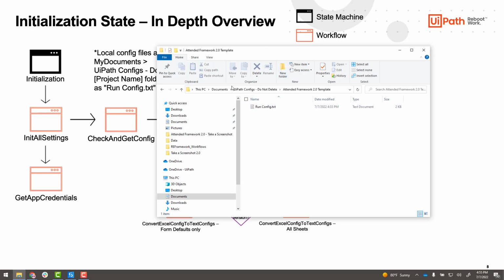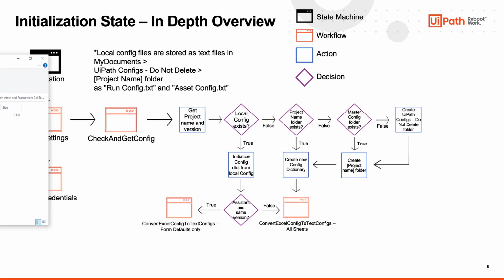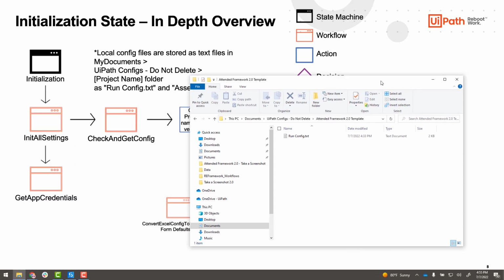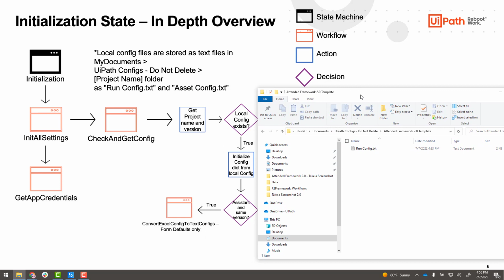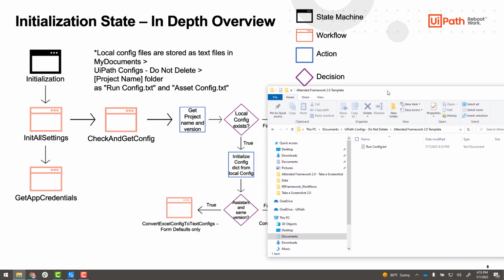As you can see, all these folders up until this point may not exist the first time you run this automation. So basically what the automation is doing is getting your project name and version, and checking, does this run config.txt exist for your particular project? If it does, let's go ahead and initialize it. Then we're just going to update that config with some values from your Excel config file. Not the entire Excel config file, just the form defaults tab. And I'll explain why that's important in just a bit.